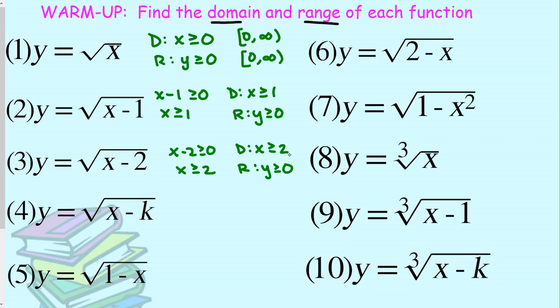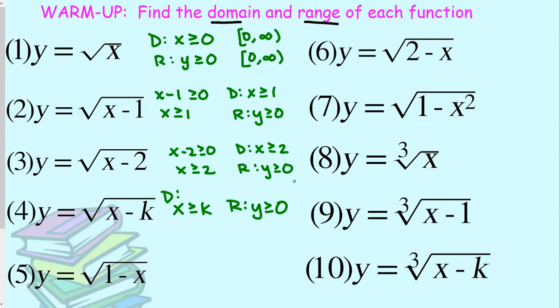So the same would apply for number 4. So what number would make the inside of the radical 0? Well, that would be the number k. And then do I want numbers greater than k or less than k? Well, if I want the inside of the radical to be positive, then I need numbers greater than k. So it's going to be x is greater than or equal to k. That's the domain. And the range is still y is greater than or equal to 0.